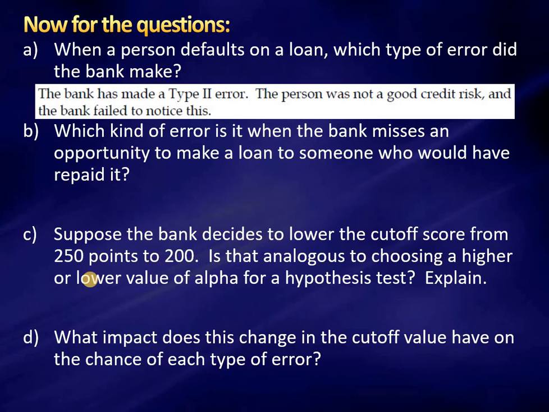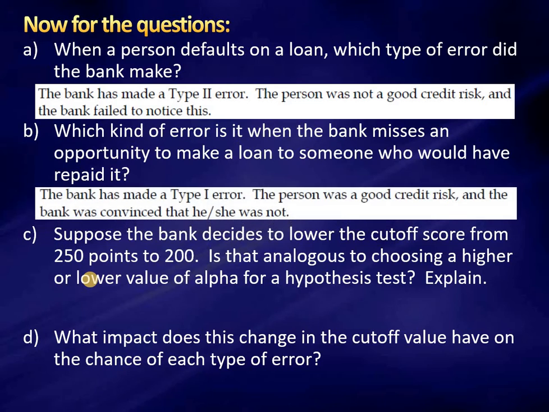Okay. When we're looking at this, the bank misses an opportunity. Again, the null hypothesis is that you're going to pay it back. If they missed that opportunity, that means that they rejected, but they shouldn't have. That is the type 1. So you rejected, but you shouldn't have. Okay? Now, if the bank chooses to lower that cutoff score, just kind of stop there.